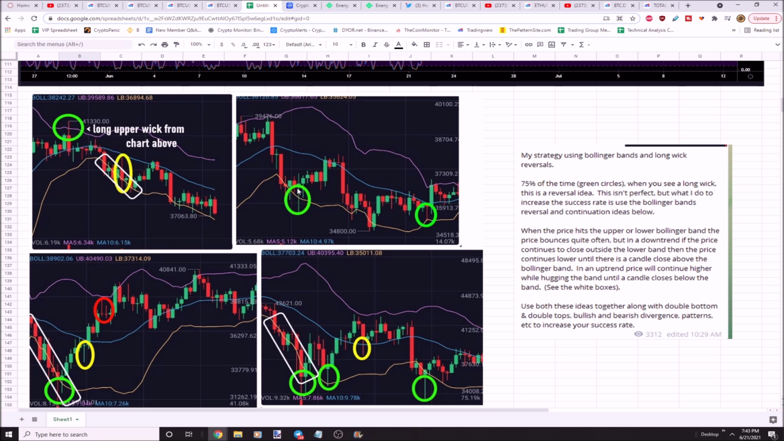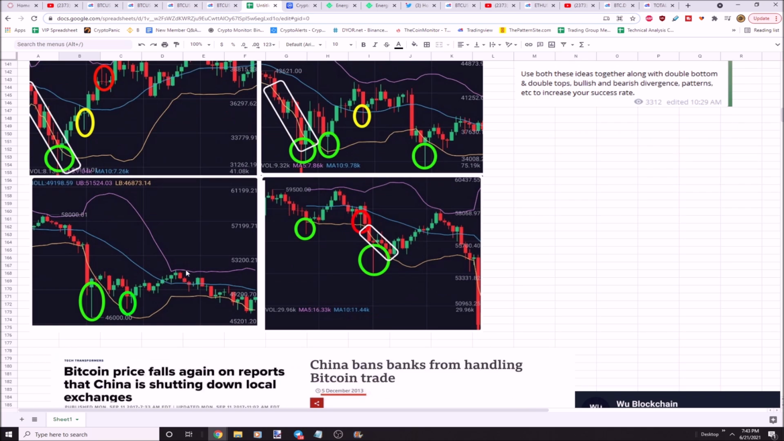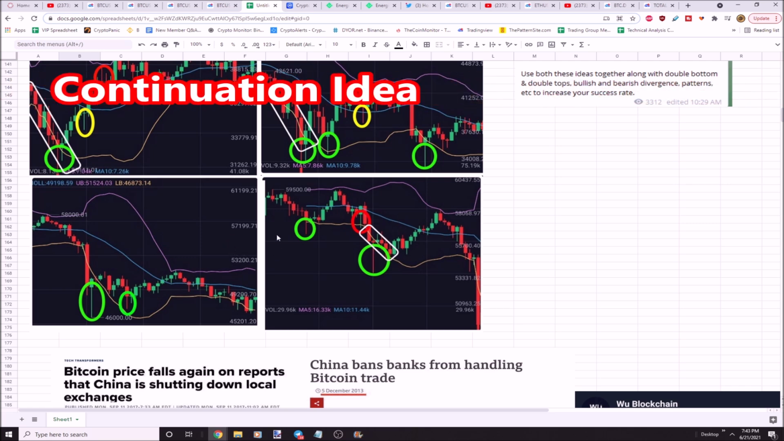Now, each one of these green circles, you got long wick, reversal, long wick, reversal. It didn't necessarily work here. Long wick, reversal, long wick, reversal, long wick, reversal. So pair that idea with the Bollinger Bands.